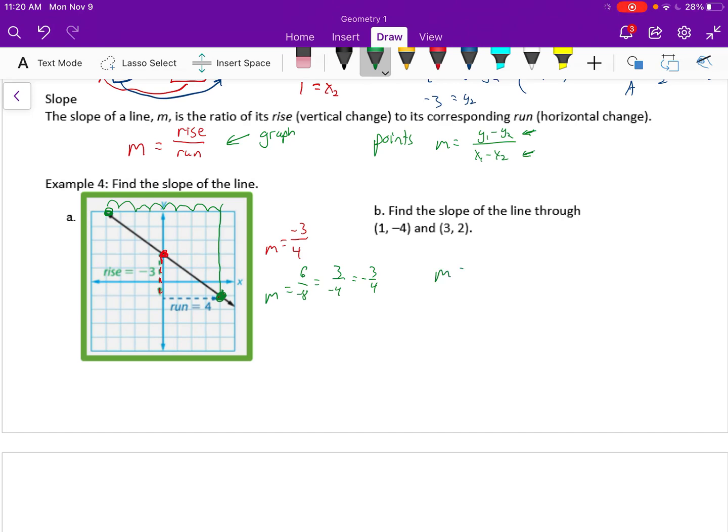And so if we're given 2 points, we can just do y sub 1, so -4, minus 2 over x sub 1 minus x sub 2. And -4 minus 2 is -6. 1 minus 3 is -2. -6 divided by -2 is 3. So the slope of that line would be 3.